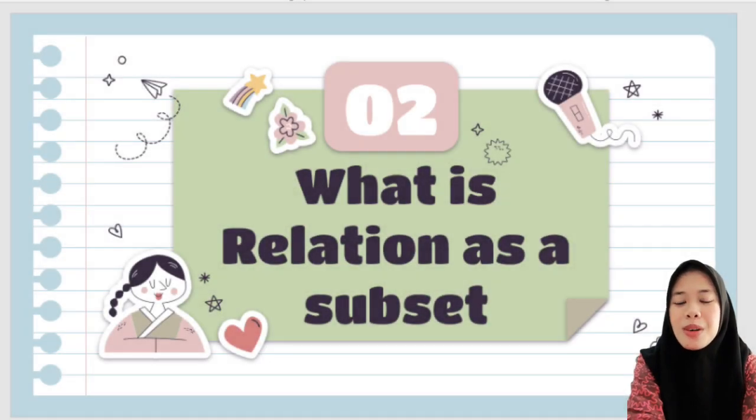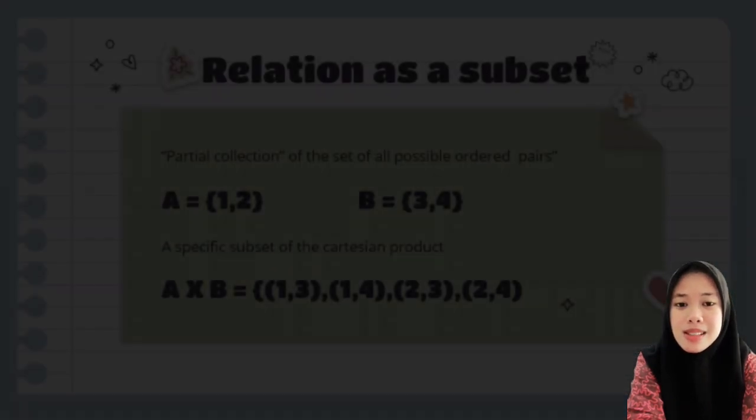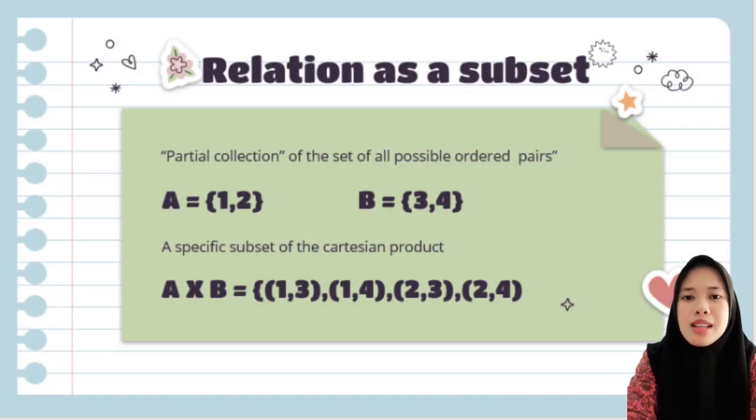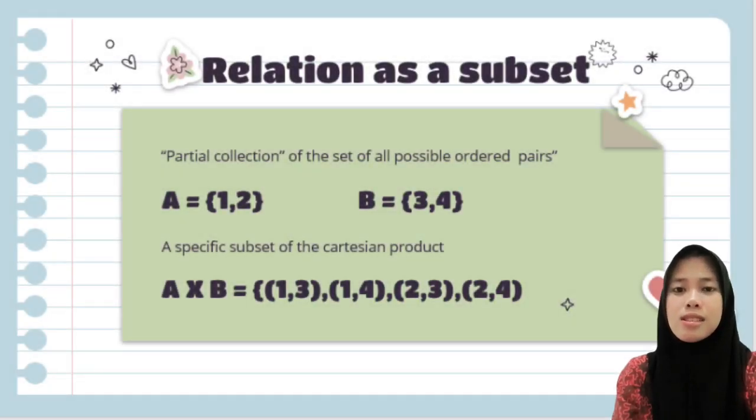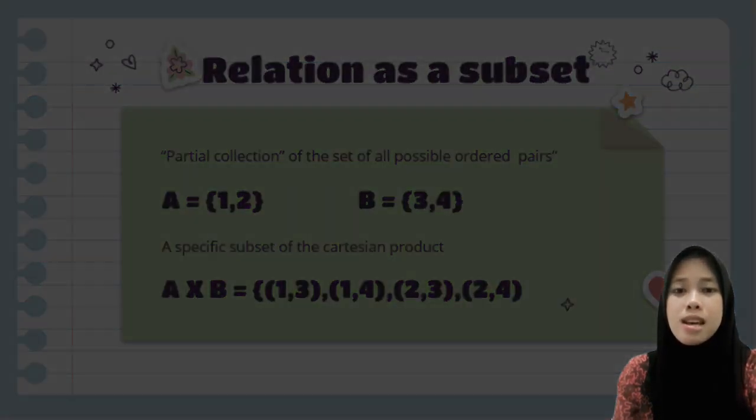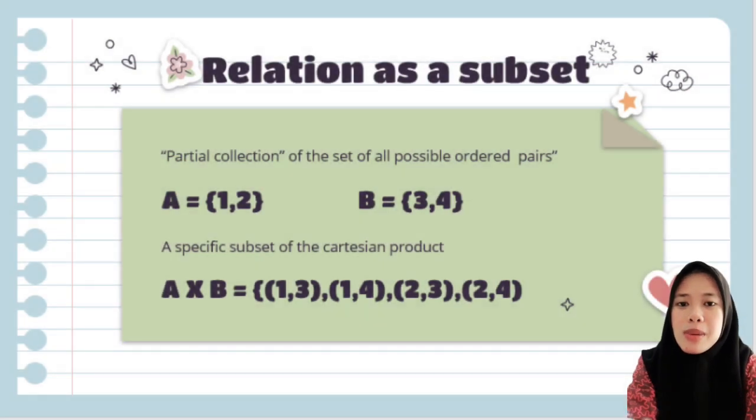So, let's go to our main topic. What is a relation as a subset? Relation as a subset is a partial collection of the set of all possible ordered pairs. For example, set A is equal to {1, 2} and set B is equal to {3, 4}. So, basically a relation as a subset is a subset of the set of all possible ordered pairs. It is also a specific subset of a Cartesian product.